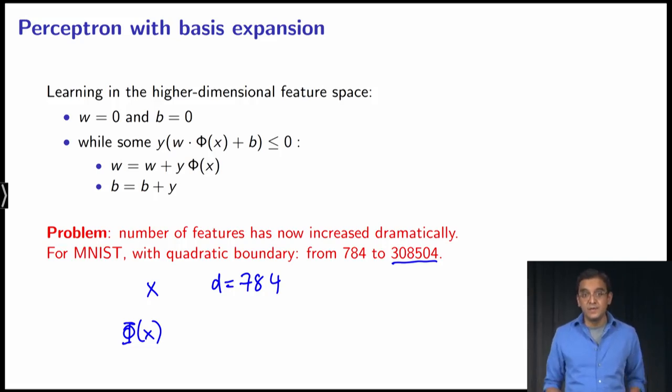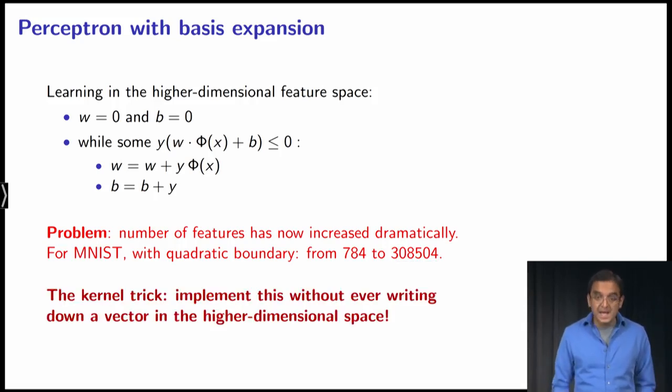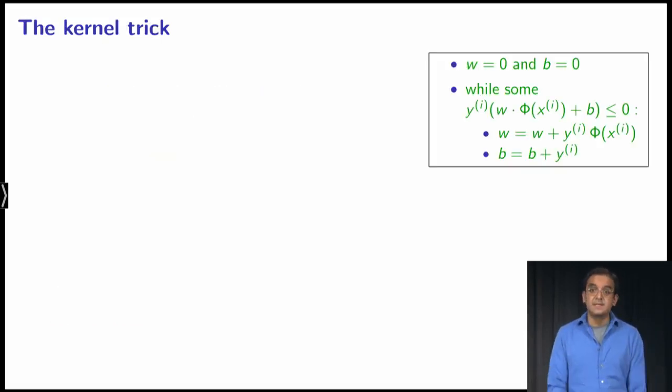So, is there anything we can do? And it turns out that there is. It's called the kernel trick. The idea is that we can take the same algorithm and implement it without ever writing down anything in the higher dimensional space. How do we do this? Okay, let's take this one step at a time.